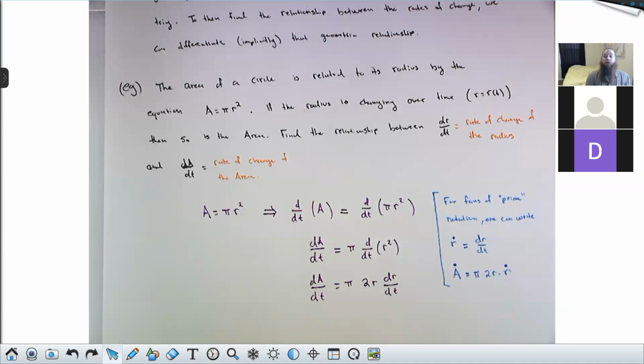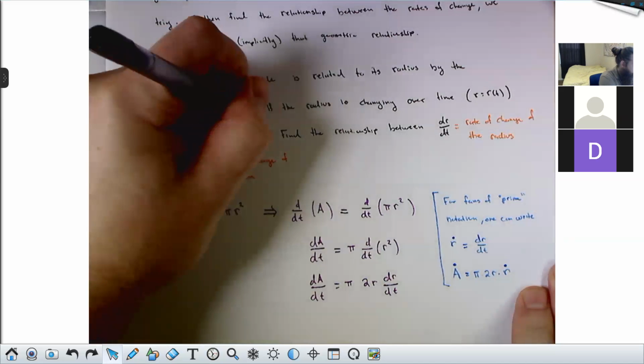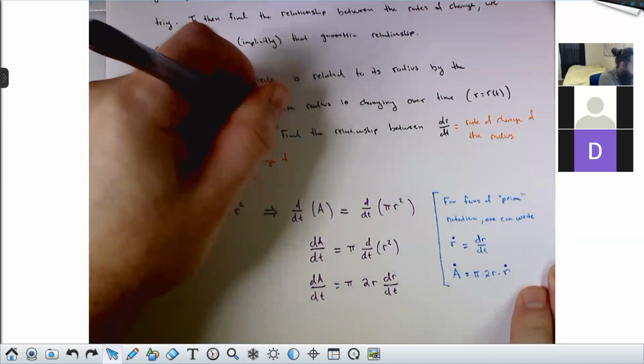I have a question. A here is a function I can understand, but why do we put the r is a function here too? Well, that was my assumption, that the radius is changing over time. So I imagine this circle, and for whatever reason, the radius is changing. As a consequence of that, A is also changing. So yes, A and r are both functions of time. I didn't write it explicitly here, but A would also be a function of time.